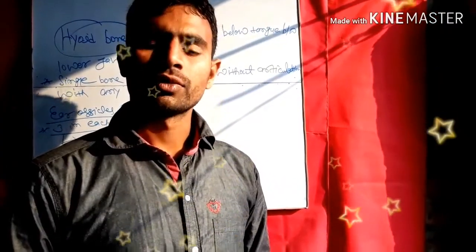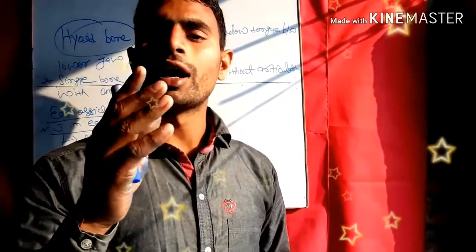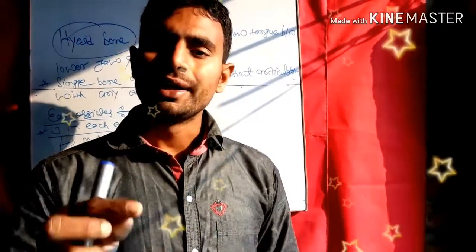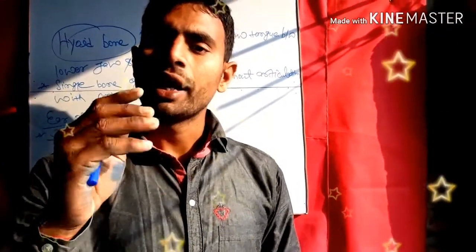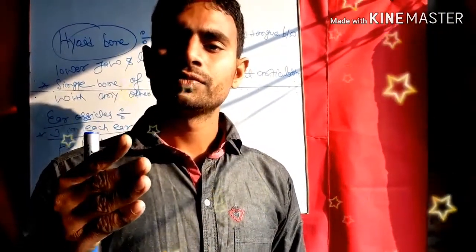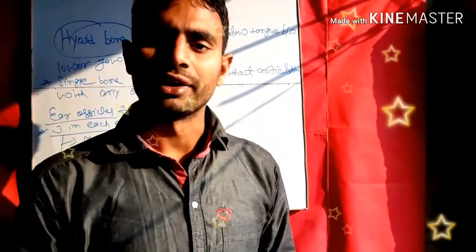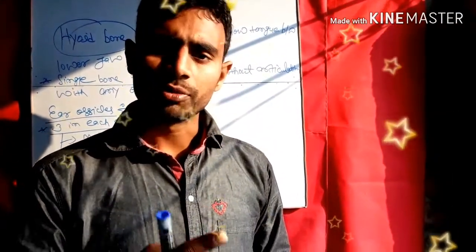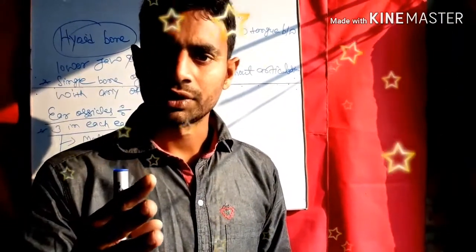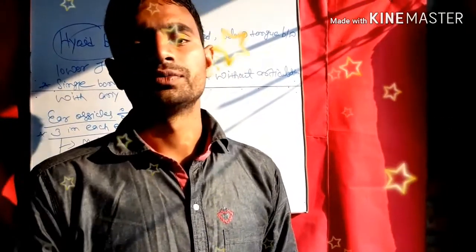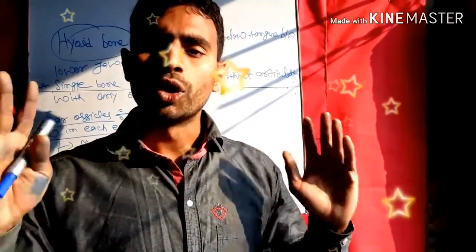Next, first is the hyoid bone, whose number is 1. And second is the ear ossicles, meaning ear bones, whose number is 6, including both ears.